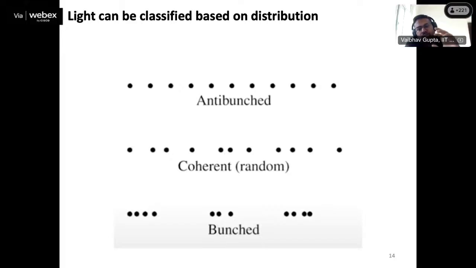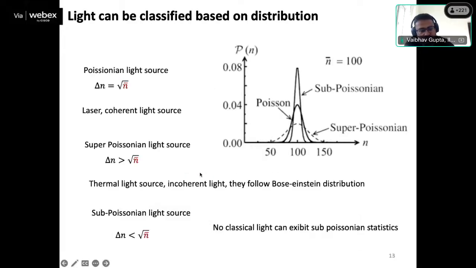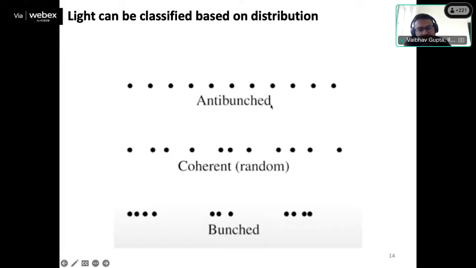On the basis of distribution of photons, we can also divide them. So I told you this sub-Poissonian light source, they are also called anti-bunched light source. What does it mean? These are all photons. So this is first photon, second photon, third photon, fourth. And there is no fluctuation. If you see, this is the ideal single photon source. This is quantum light sources.